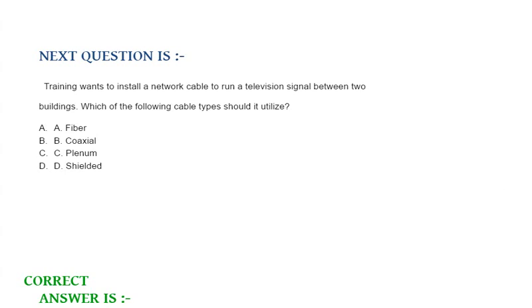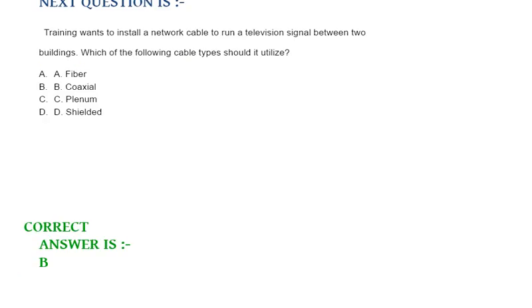Question is, training wants to install a network cable to run a television signal between two buildings. Which of the following cable types should it utilize? Option A, fiber. Option B, coaxial. Option C, plenum. Option D, shielded. Correct answer is option B.